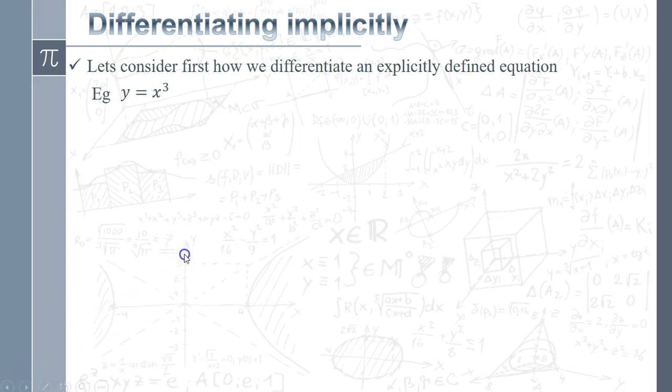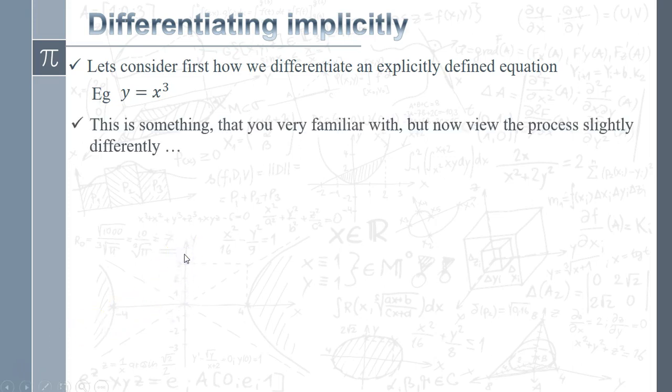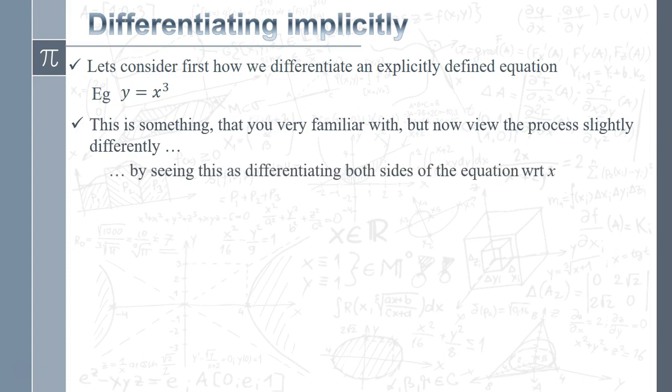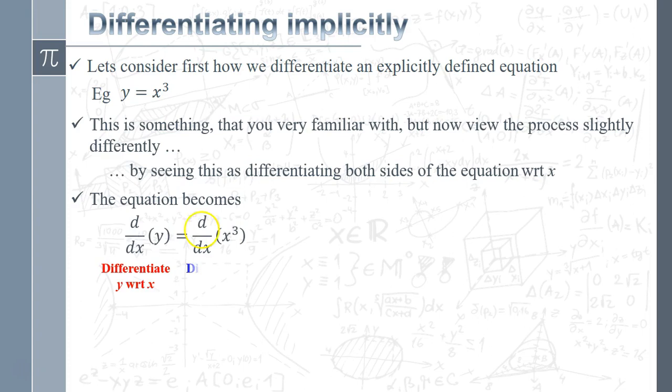Well, let's do something similar here. We're going to do the same differentiation that you've done previously to get to the same result, but think about it slightly differently. We're going to differentiate both sides of the equation with respect to x. So I'm going to differentiate the left-hand side with respect to x, so I get this thing here, differentiating y with respect to x. And then I'm going to differentiate this thing here with respect to x. So I'm applying the same process to both sides of the equation.